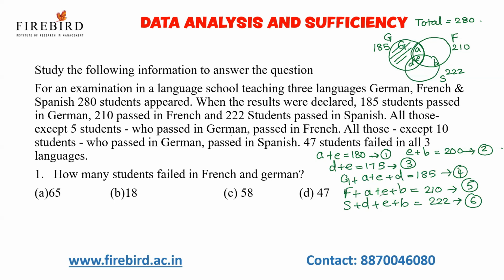Now, 47 students failed in all the 3 subjects, and in total there are 280 students. So if I add the students who are inside, German plus French plus Spanish plus A plus E plus B plus D, all the values will be equal to 280 minus 47, which is equal to 233. Take this as the seventh equation.